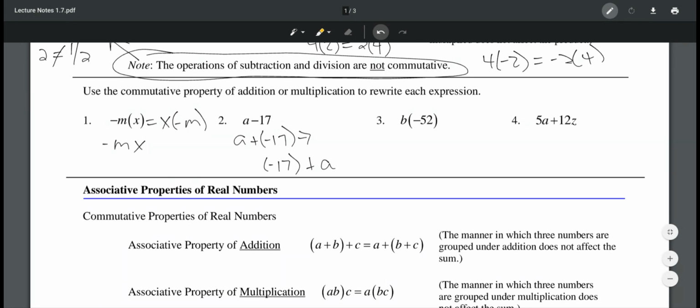On number 3, I'm simply going to flip the numbers. So I would have negative 52 times b. And in the last example, I would have 12z plus 5a.